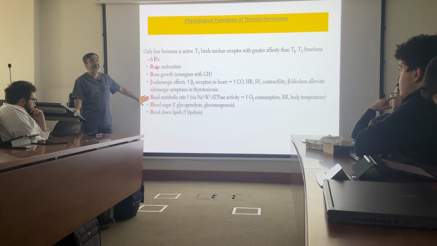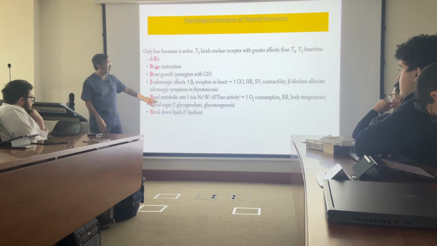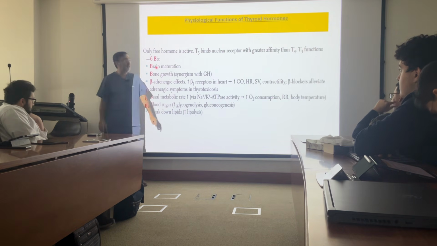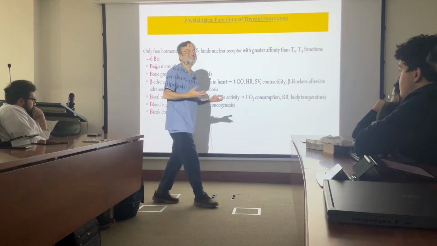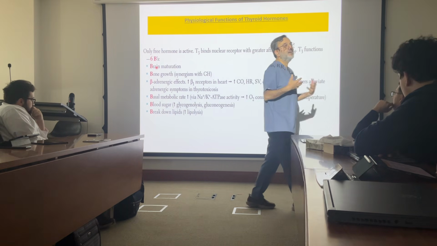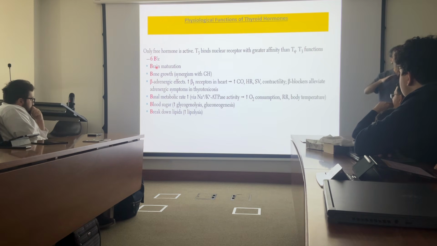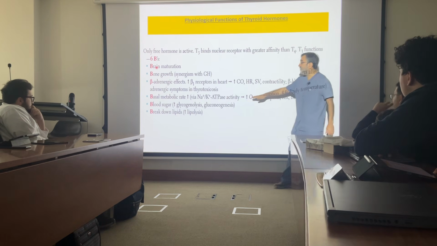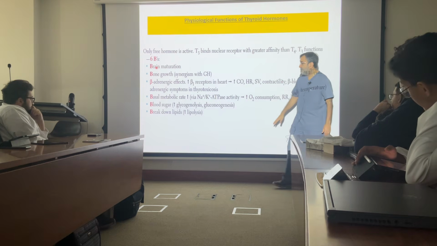It increases the basal metabolic rate of all the cells because it increases the sodium potassium ATPase activity. That's why you would generate more heat because of the overactivity of thyroxine. So thyroxine increases the basal metabolic rate of all cells, all tissues. It is important because it increases the activity of the sodium potassium ATPase.